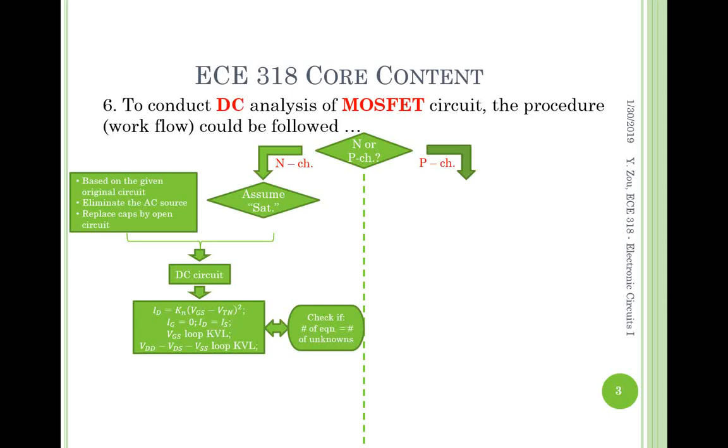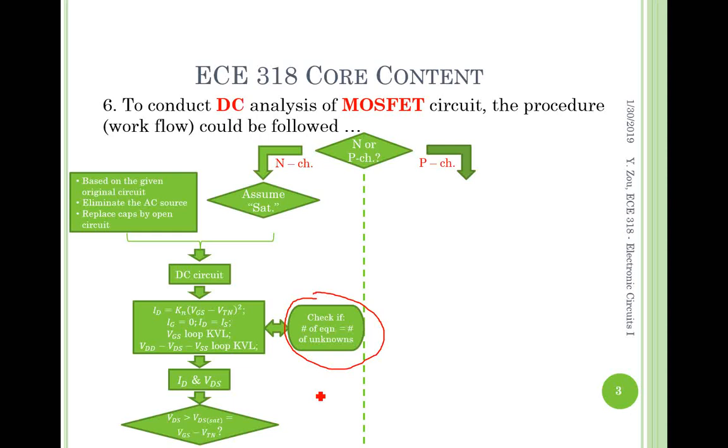This condition obviously guarantees you can find all of the unknowns individually. So from here you get the ID and the VDS. Right. From there you need to do one thing.